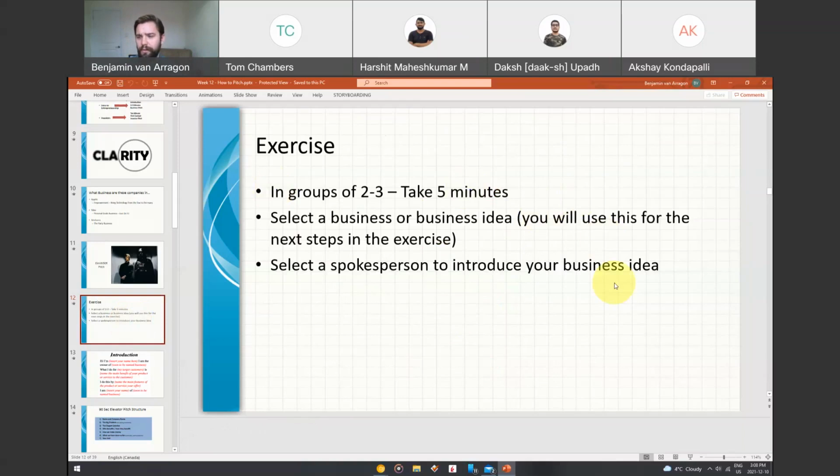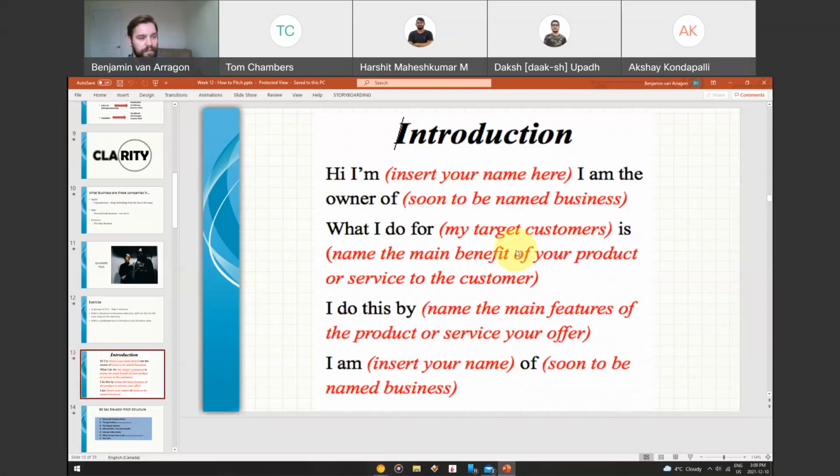Or if you guys are in different groups, it could be a business idea from another class, or you can just come up with something on the spot. It can be anything. It can be made up, it can be fake. Just come up with something. And in 5 minutes, you're going to have a spokesperson to introduce your business idea. You're going to follow this template.